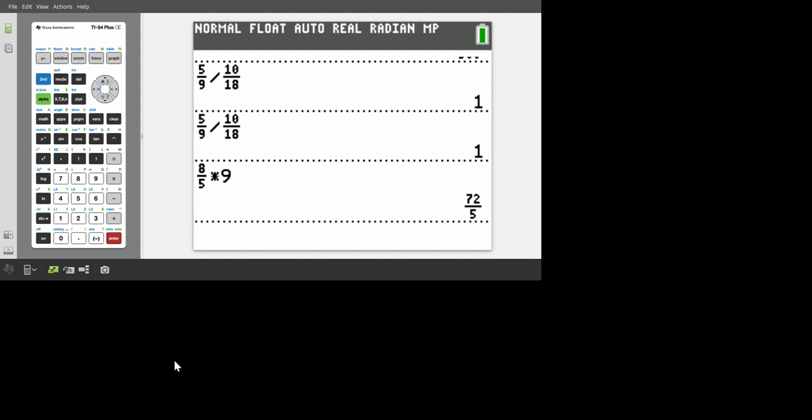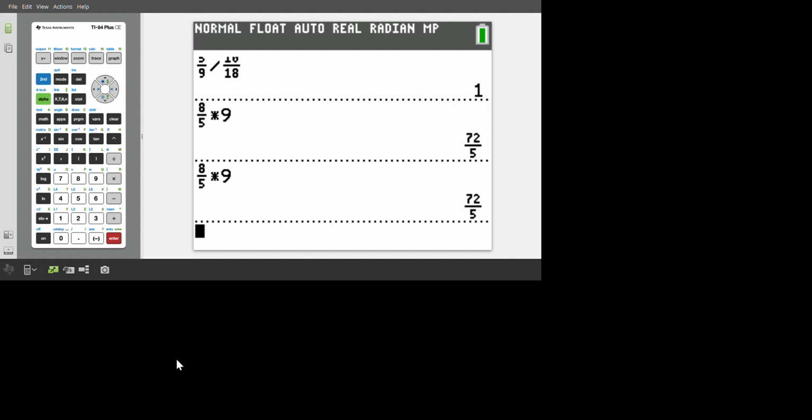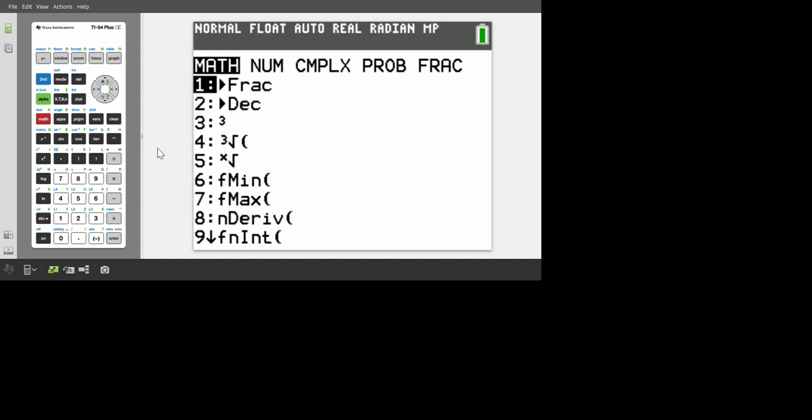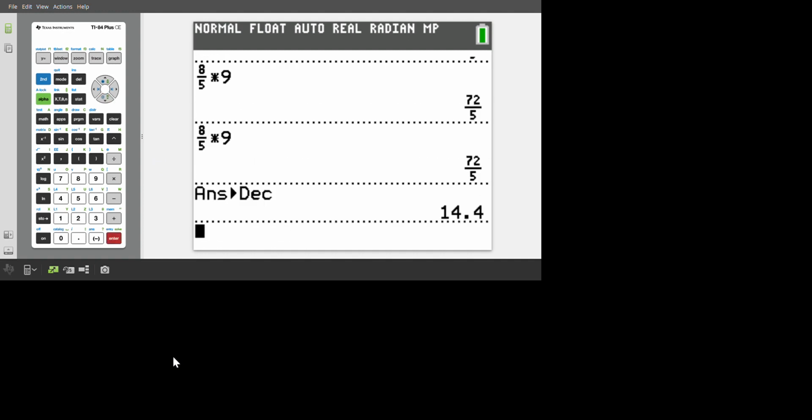Let's say that we don't want it in fractionalized terms now. Let's say we want it in decimal terms. If I just keep hitting enter here, it keeps giving me a fraction, but I need it as a decimal. We can use math decimal, which is your second option here, in order to convert that answer to a decimal. Easy enough, right?